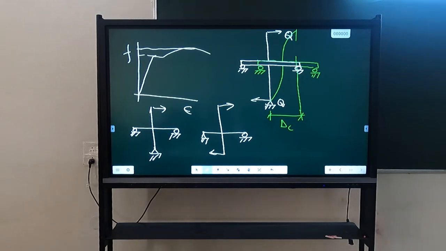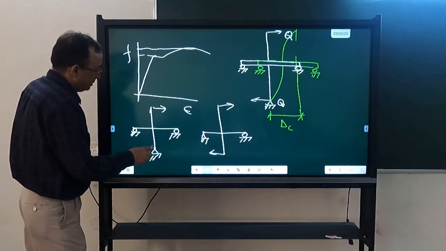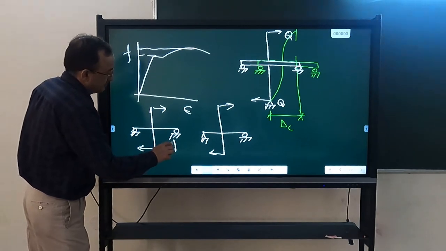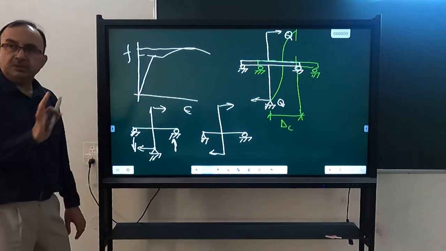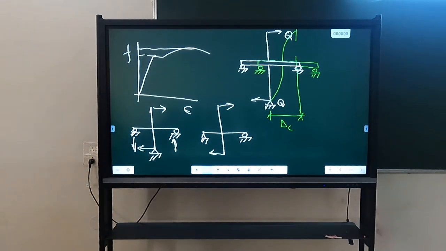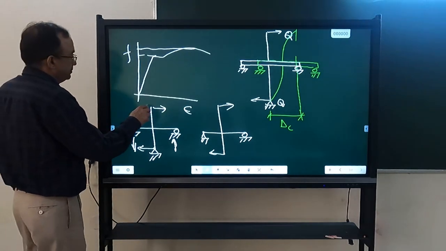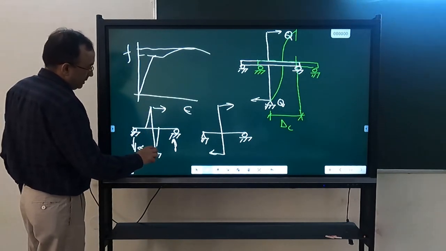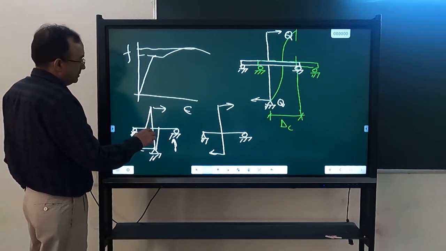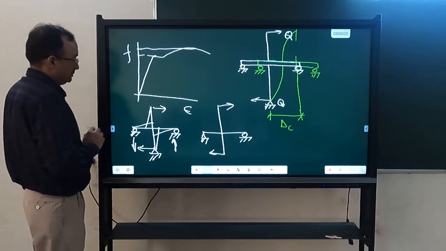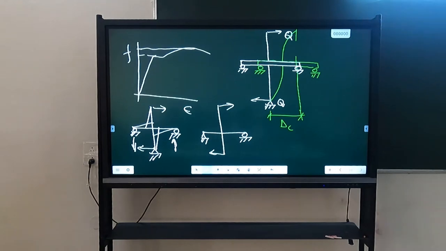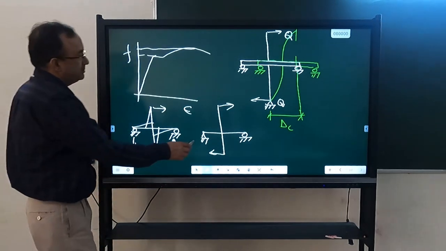Okay, so here you can see that the reactions will be like this. You can obtain these reactions. Is there any doubt here? No. And the bending moment diagram will be like this. And here, agreed? Yes. What will happen here?